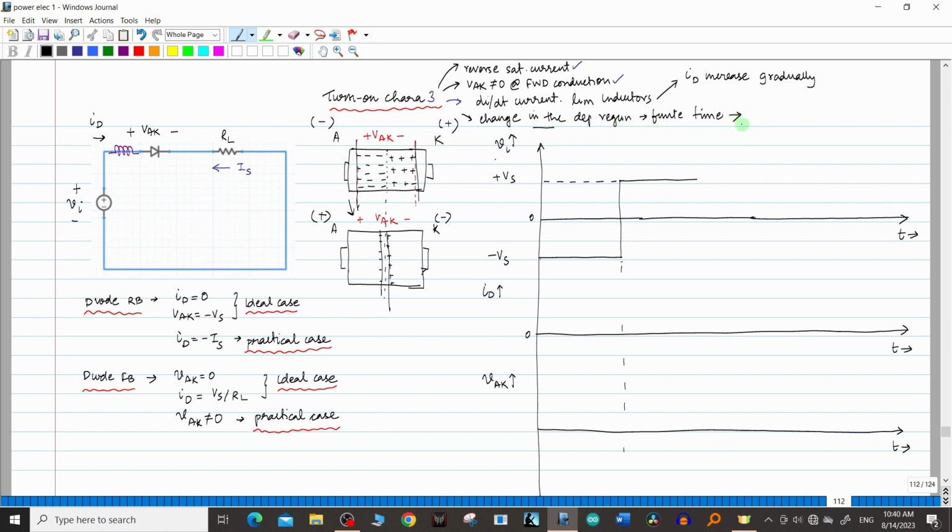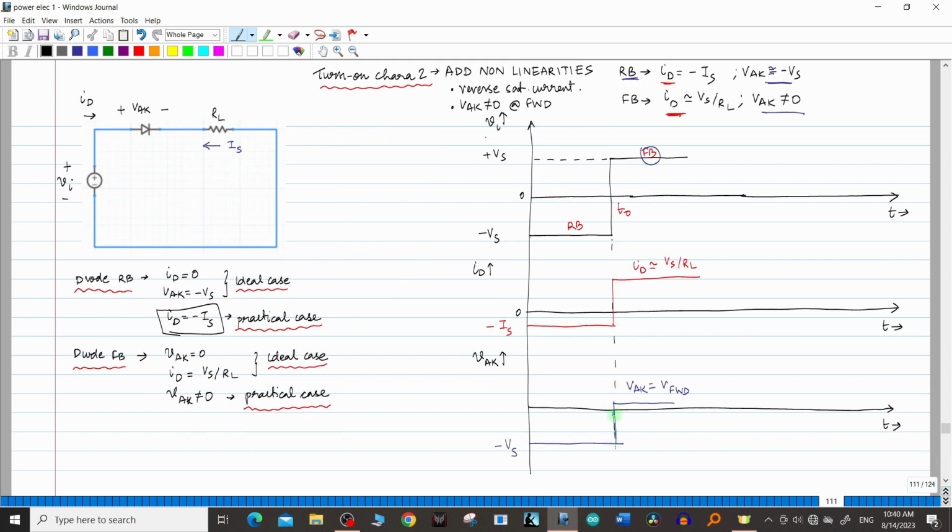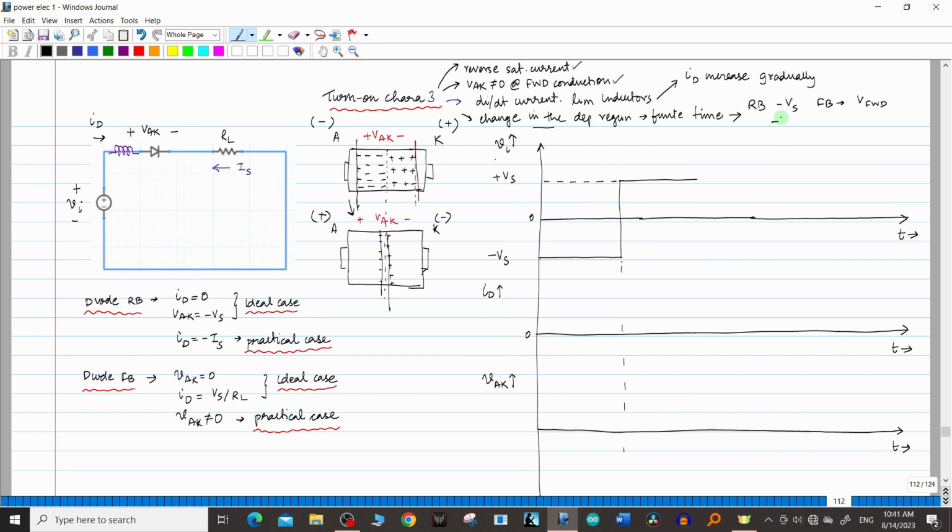So in this case, what will happen? In the reverse bias case, the voltage was minus Vs. And in the forward bias case, the voltage I took is V forward. If you look at the previous graph, that jump is also instantaneous, right? In reverse bias, the voltage was minus Vs; in forward bias, VAK is equal to V forward. That is also instantaneous, but this will also take some finite amount of time. So the transition from minus Vs to V forward will take a finite amount of time.